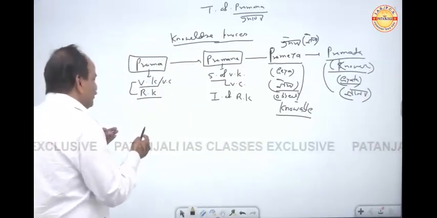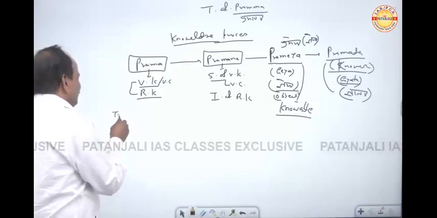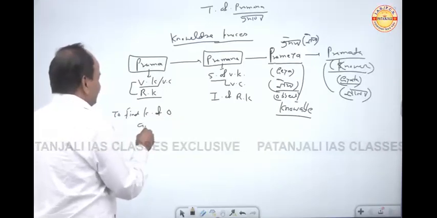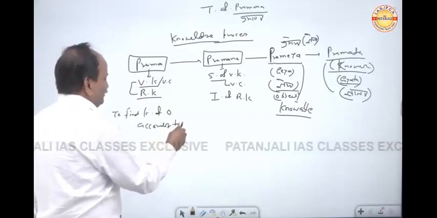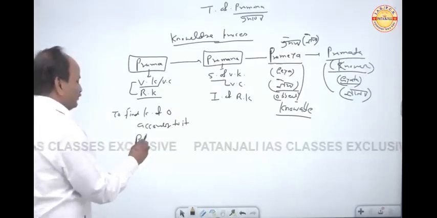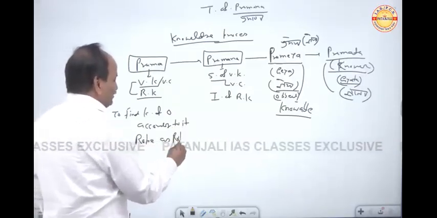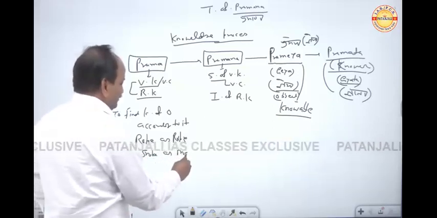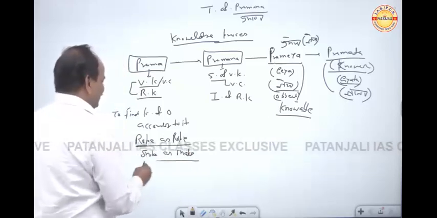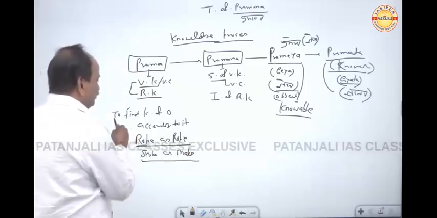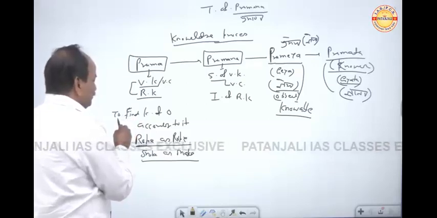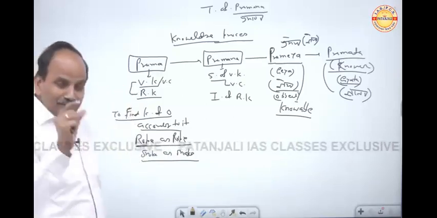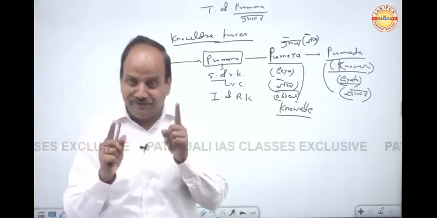To find knowledge of object according to it, it is called Prama. If you are getting knowledge of rope as rope, it means valid knowledge. Snake as snake, this is valid knowledge. Rope as rope, snake as snake. To find knowledge of object according to it, Yathartha Anubhava Prama. Prama means valid. It's a technical term, must be aware.